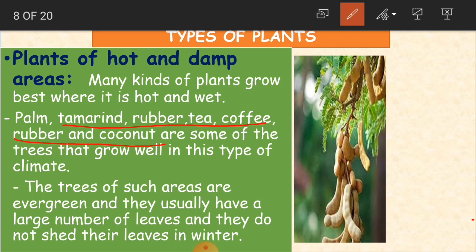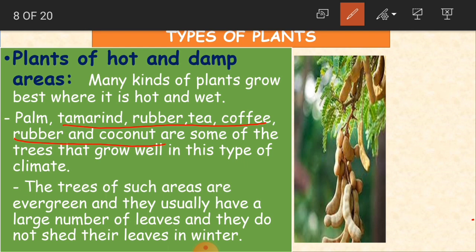See, these trees also are evergreen. Why? Because they also have their leaves throughout the year. They have a number of leaves and they do not shed their leaves in winter. Earlier we learnt that some trees in cold regions shed their leaves in winter to protect themselves from the coldness. Here, these trees do not shed. They also are evergreen and they like to live in hot and damp areas.